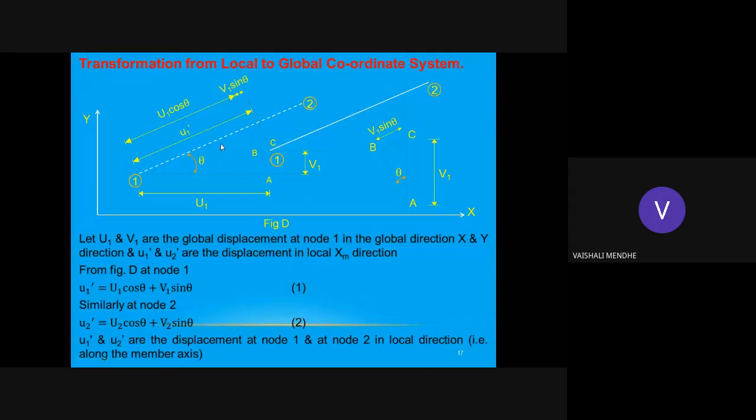So that displacement we can find out. For member 1, this is the position before deformation, the dotted line, and the same member, this is the position after deformation. मतलब फर्स्ट नोड से वो डिफॉर्म हो रहा है टू दिस, एंड सेकेंड नोड से वो डिफॉर्म हो रहा है at this position. Now let u1 and v1 be the global displacements at node 1 in the global directions x and y.